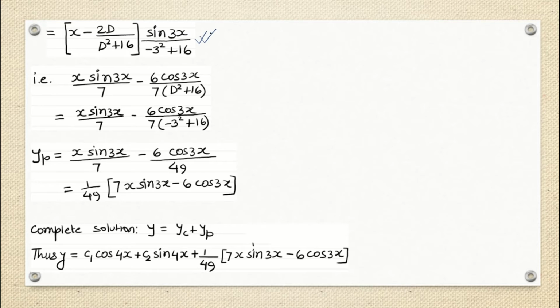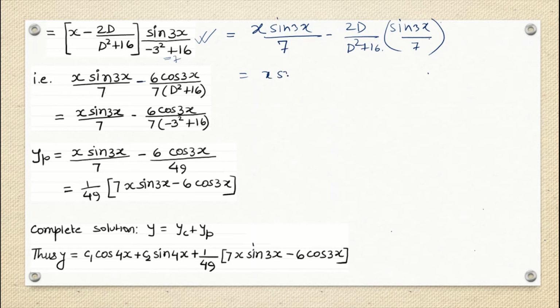Now what we are going to do: this is x sine 3x divided by 7, minus 2D by D square plus 16 applied to sine 3x divided by 7, correct? Now this x sine 3x by 7 is actually free of D. You can't find D in the numerator or denominator, but in the second term you see that D is present. So first, this numerator is nothing but d by dx of sine 3x, and in the denominator you write 7 into D square plus 16.